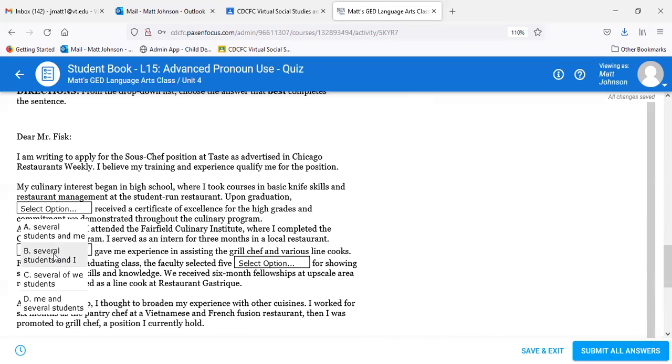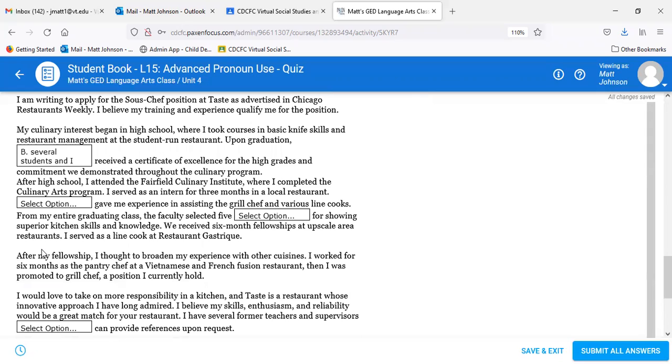several students and I, B, received a certificate of excellence for the high grades and commitment we demonstrated throughout the culinary program. So here we use B because I is a subject pronoun. I and several students are the subject of the sentence, and that's clearer than several students and me, because me is an object pronoun, not a subject pronoun. Several of we students, that's also incorrect. And me and several students is also using an object pronoun.